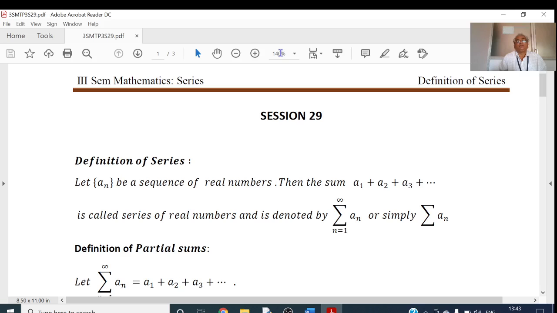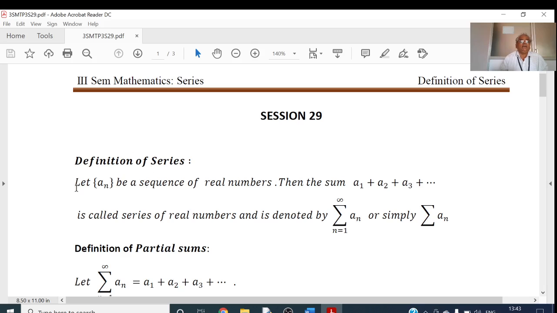In this session, we study the definition of series, definition of partial sums, the nature of the series, and some examples on series. Let us go to the definition of the series. Already we have studied a sequence, and we have studied the nature of the sequence.